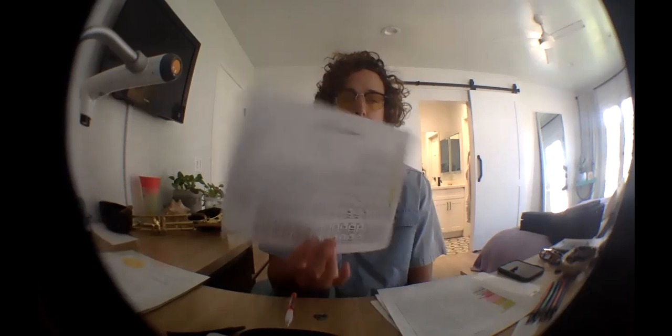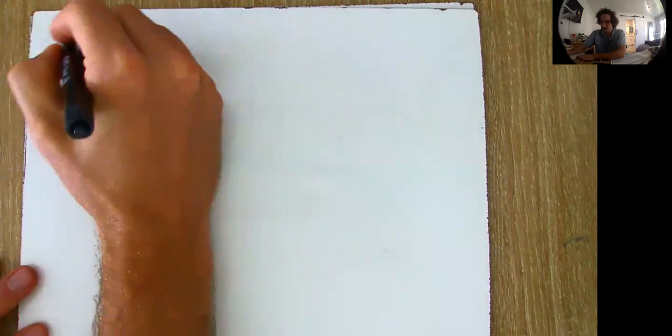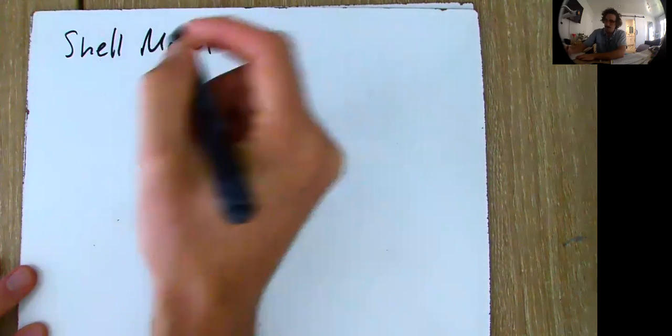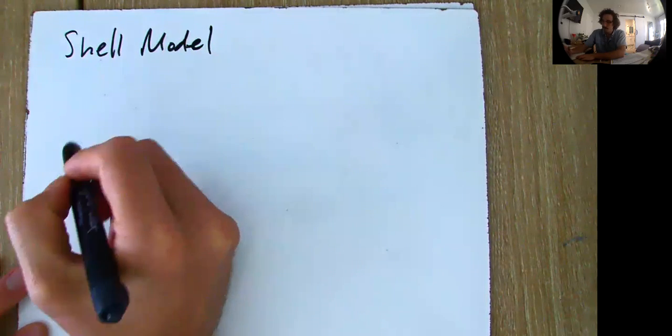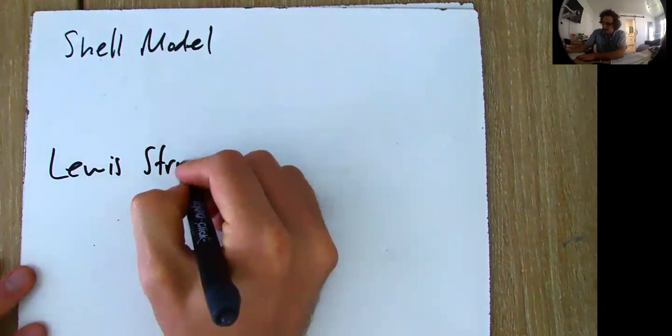Well, that was fun. Get your notes ready, get your pencil ready, and get your periodic table out because we're going to be studying something called shell models and Lewis structures, also known as electron dot structures. All right, students, so what we're doing is we're going to be learning about the shell model of the atom. And we're also going to be learning about a new and improved model called the Lewis structure.